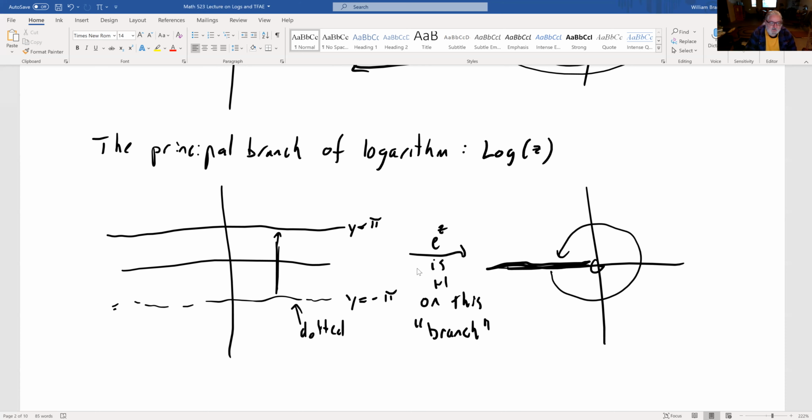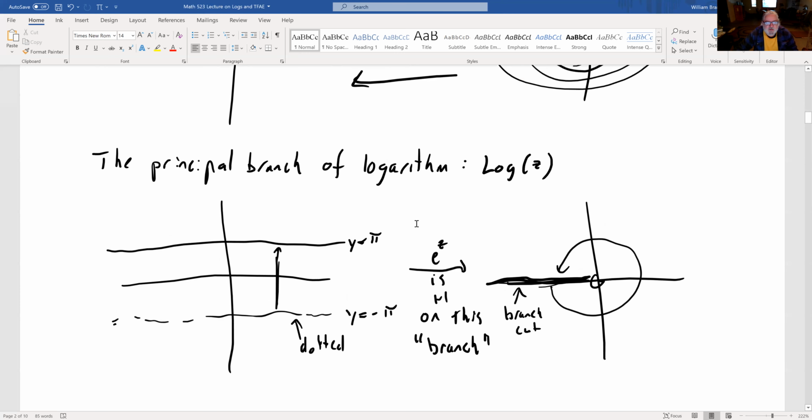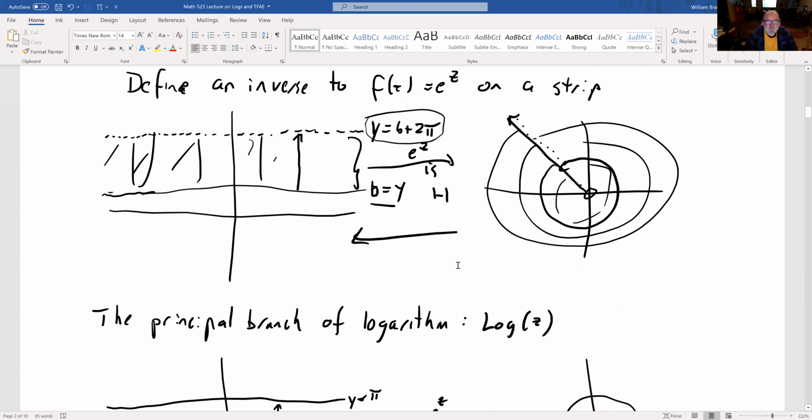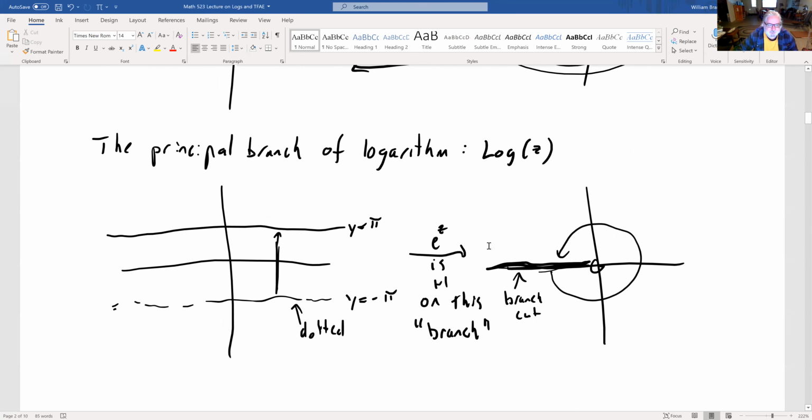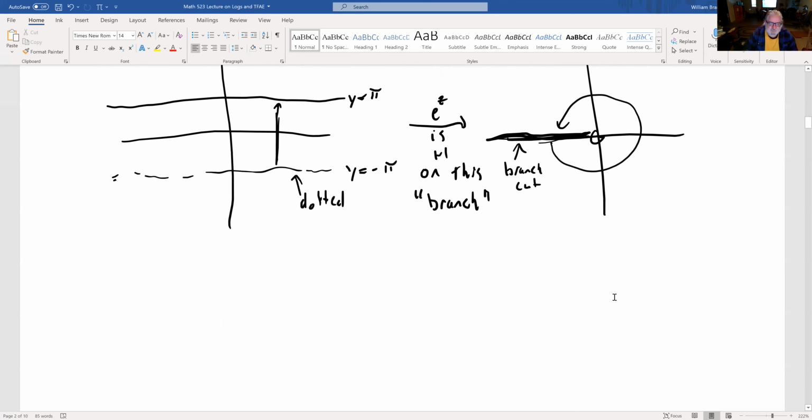This is called a branch. This is called the branch cut. There are infinitely many branches, right? This is another branch, right? Every choice of strip that's 2 pi horizontally gives you a different branch. And it has a different branch cut, and the branch cut is the angle that you cut it at. So what does logarithm of z do?